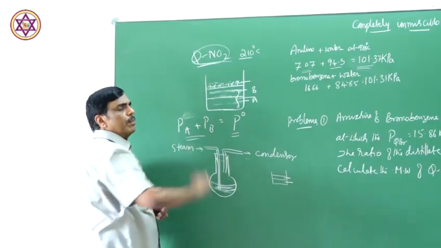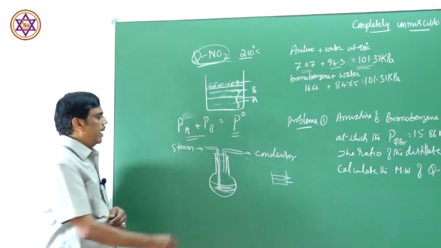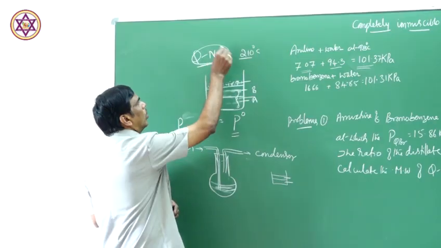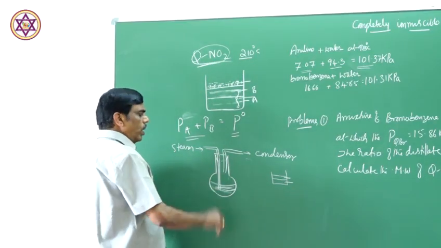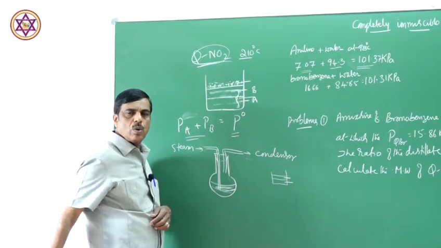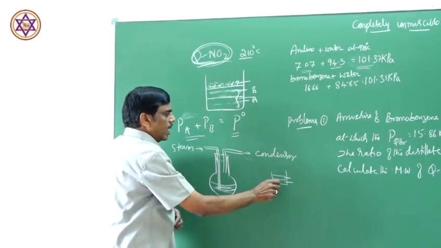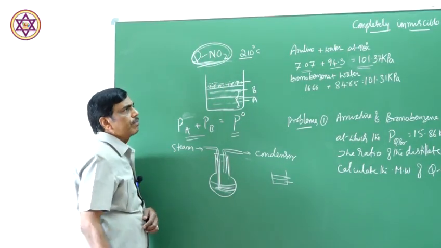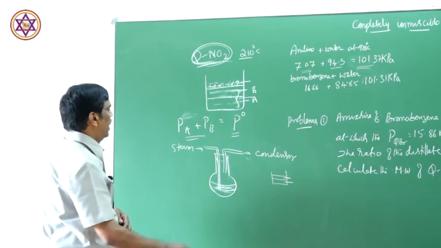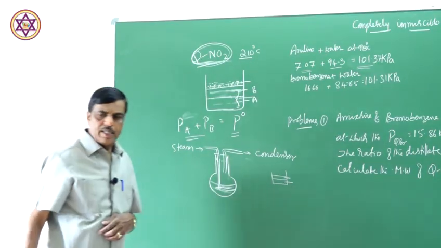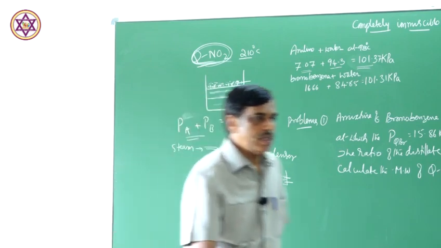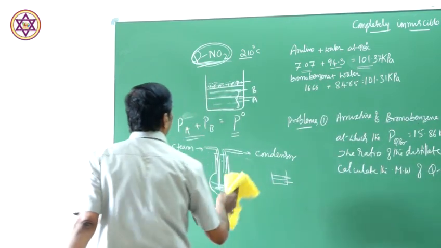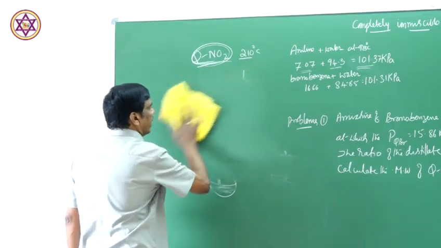Therefore, it is purified, it is separated by this steam distillation. On passing this steam through the mixture, through nitrobenzene, at lower boiling point, nitrobenzene distills over and pure nitrobenzene can be collected and separated. That is the advantage of these completely immiscible liquid pairs. So, here we can calculate the weight fraction, and determine the molecular weight.